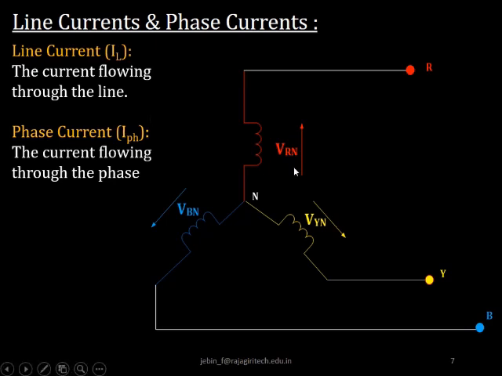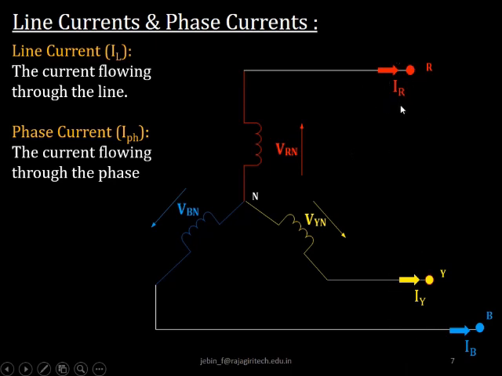Now you know that Vrn, Vyn and Vbn represent the phase voltages. If you take this particular picture, the portion from here to here is called the phase. So you have three phases, R, Y and B. Now this part of the picture is called the line. Through the line, the current flows to the load. So I will mark the line currents first. The current passing through the line is called the line current.